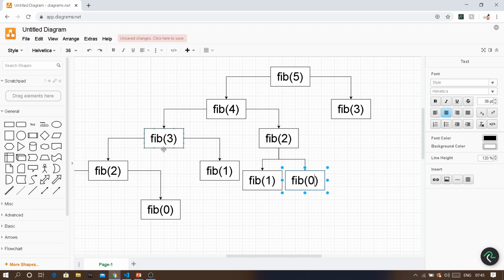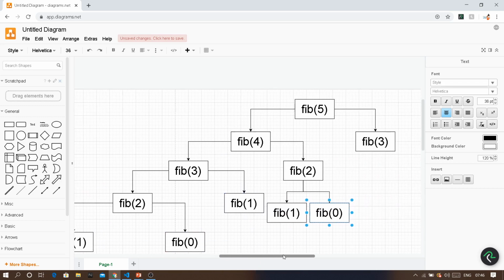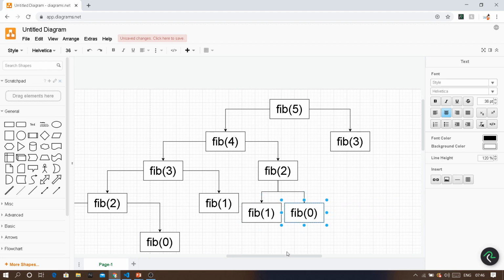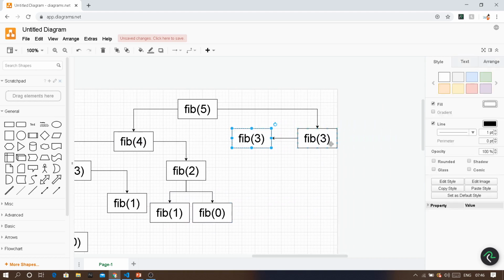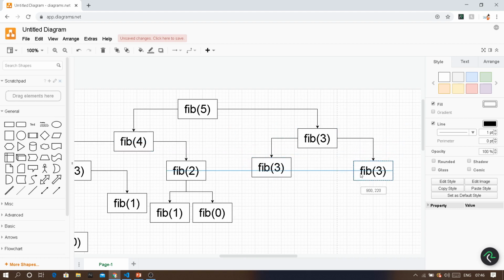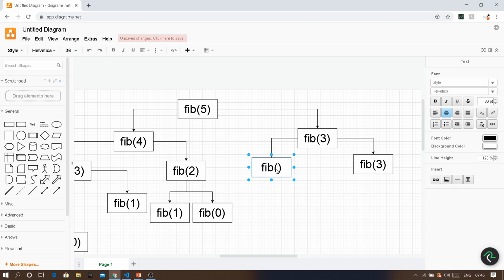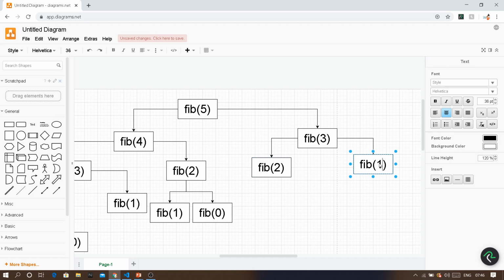So everywhere you see, Fibonacci of 1 is a stopping point and Fibonacci of 0 is a stopping point. Now coming to Fibonacci of 3, it can also be expanded into two: one is Fibonacci of 2 and the other is Fibonacci of 1. That is, if Fibonacci of 3 is considered as Fibonacci of n, this is Fibonacci of n minus 1, which means 3 minus 1, 2, and this is Fibonacci of n minus 2, which is 3 minus 2 equal to 1.